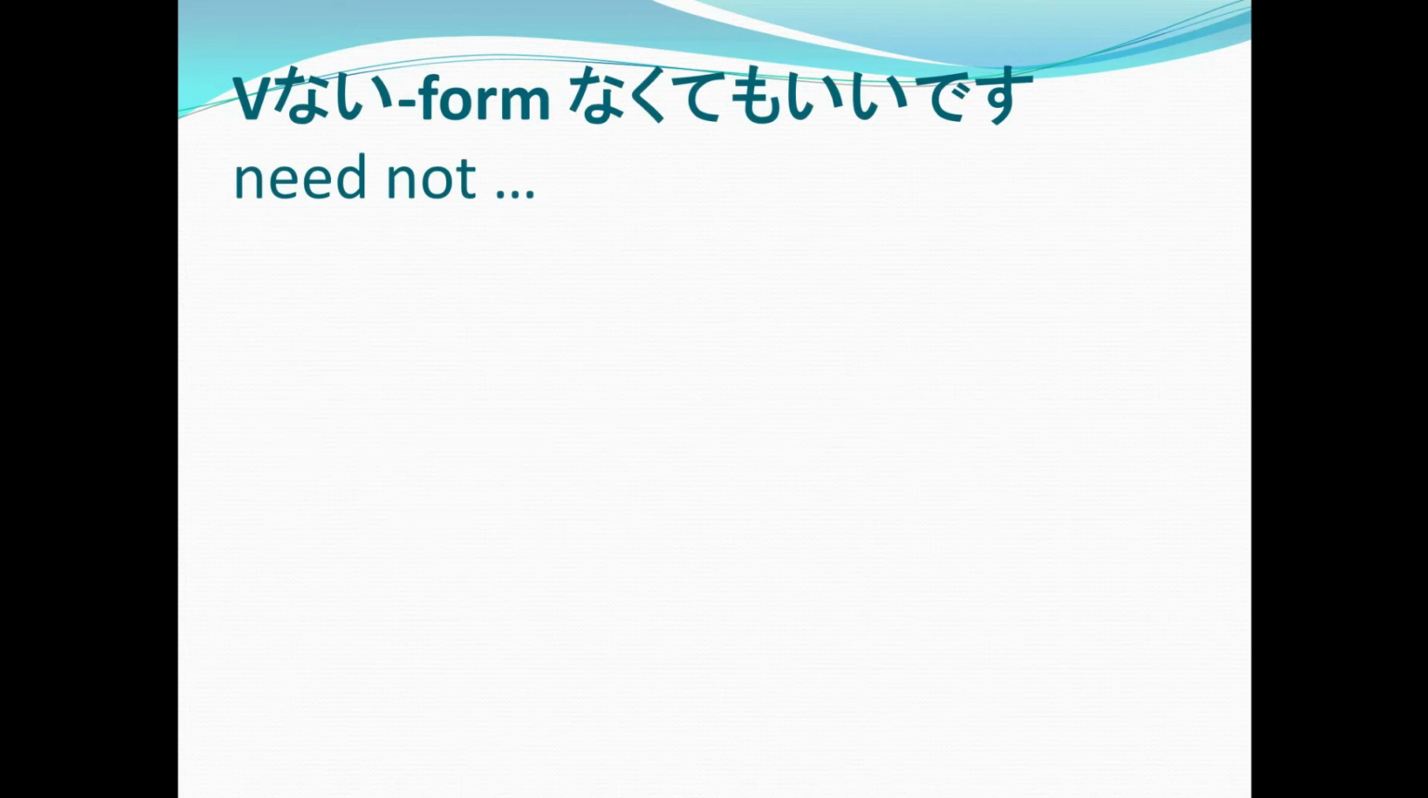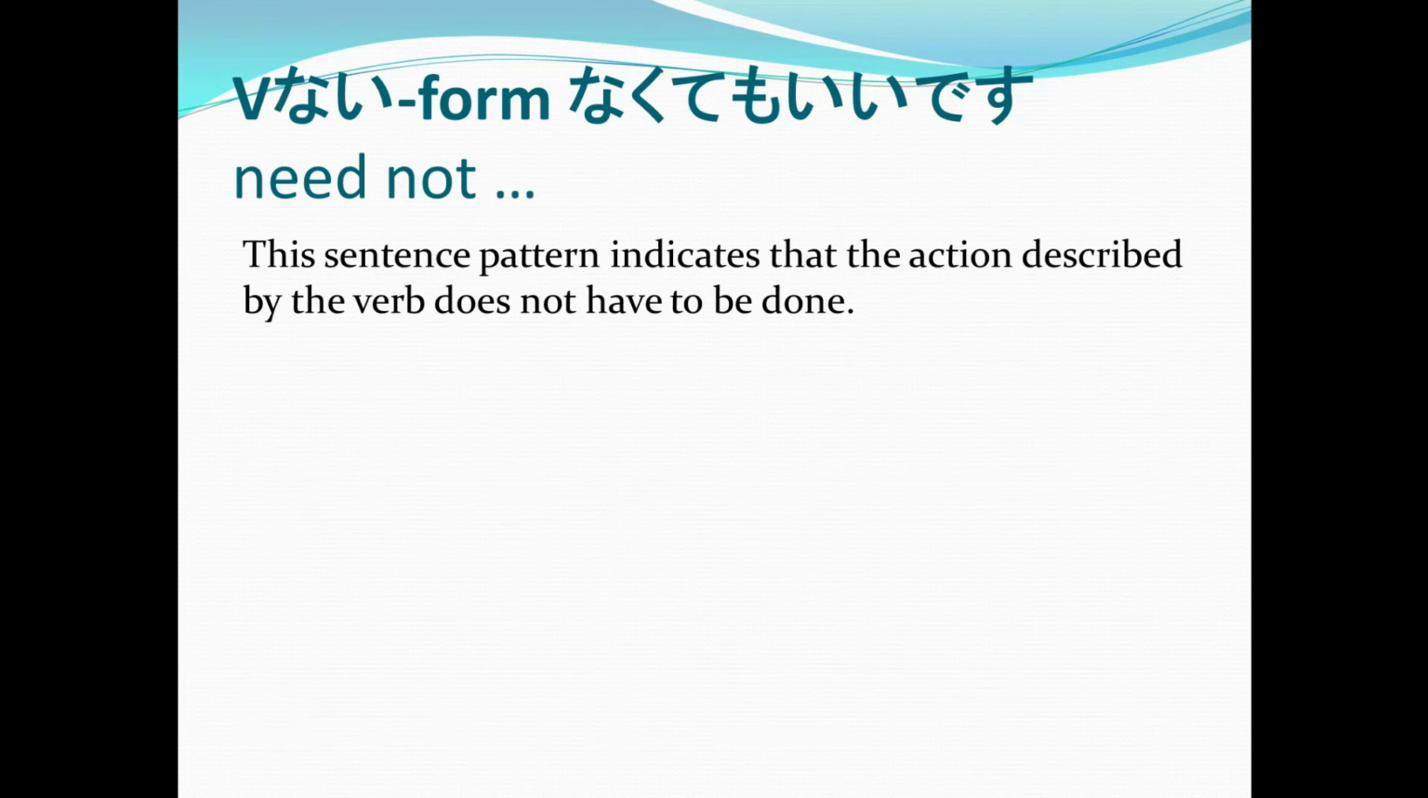Now, another sentence pattern that we can construct using the verb nai form is verb nai form nakutemo ii desu. Again, verb nai form nakutemo ii desu. Or in English, you need not to, or something that you don't need to do. So this sentence pattern indicates that the action described by the verb does not have to be done. You don't need to do this. From the past lesson, we've discussed the sentence pattern you can or you may, while in this one, you don't need to.